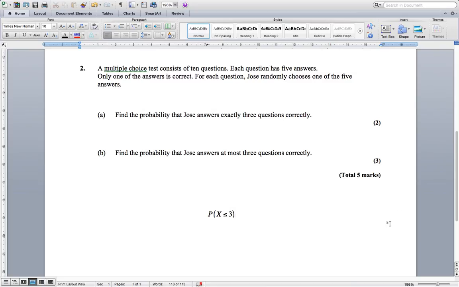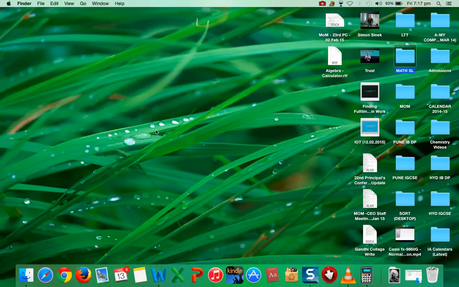Now here, find the probability that Joe answers exactly 3 questions correctly and find the probability that Joe answers at most 3 questions correctly. So here we are going to consider success as answering a question correctly, right? So P, the probability of success, is 1 upon 5, since there are 5 options and only one of them is right. Okay, so let us do it.